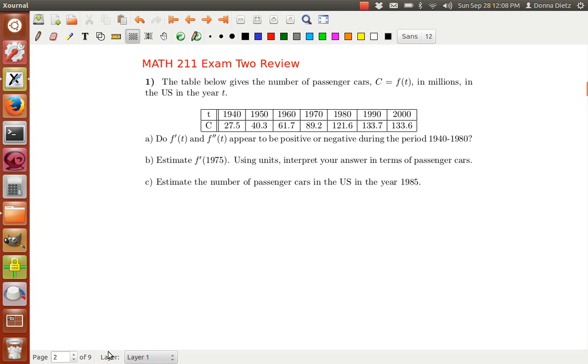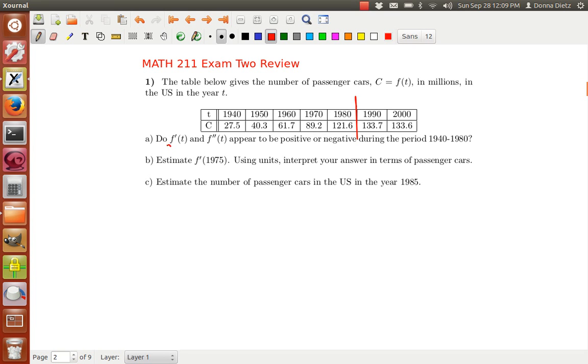Okay, so before we start, I want to apologize because there's not enough room to answer this question in the space allotted, so I'm going to have to expand it. So the table below gives the number of passenger cars in millions in the U.S. in the year T. Great. Then it's going to ask us, do the first and second derivatives appear to be positive during the time period? And we don't care about this part of the graph for the first question. We're only looking at 1940 to 1980.